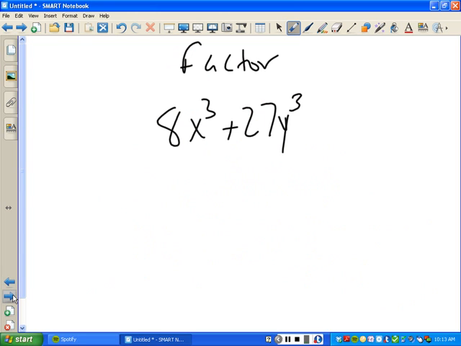Now, here is where we would have done the m. This is where we would have done the m. So this is the sum of two cubes. So this is going to be 2x plus 3y. Hopefully everybody got that part. I did say hopefully. Didn't say you did. Now you can do the m.